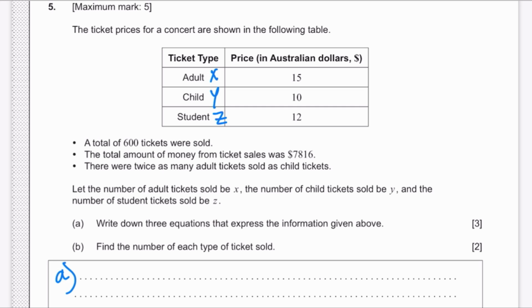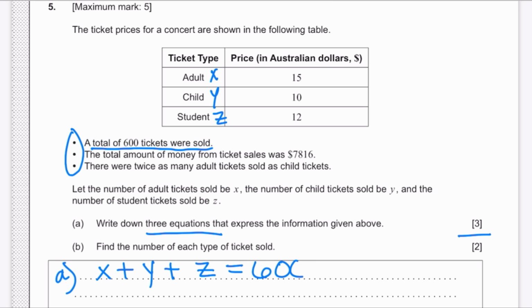Okay, they give us 3 bullet points, and they ask us for 3 equations for 3 marks, which is easy to tell that it's going to be 1 mark per equation. The first one says a total of 600 tickets were sold. That means the number of adult tickets plus the number of child tickets plus the number of student tickets in total is going to be 600. That is going to be my first equation. This is basically just a system of equations. You should have done this not only in your IB class, but in Algebra 2.